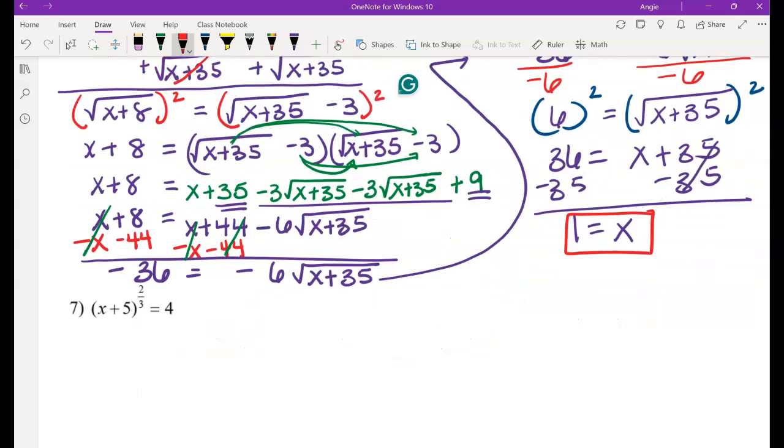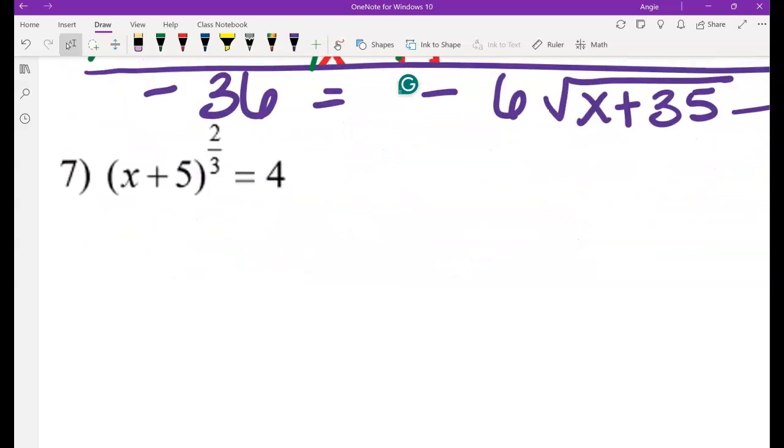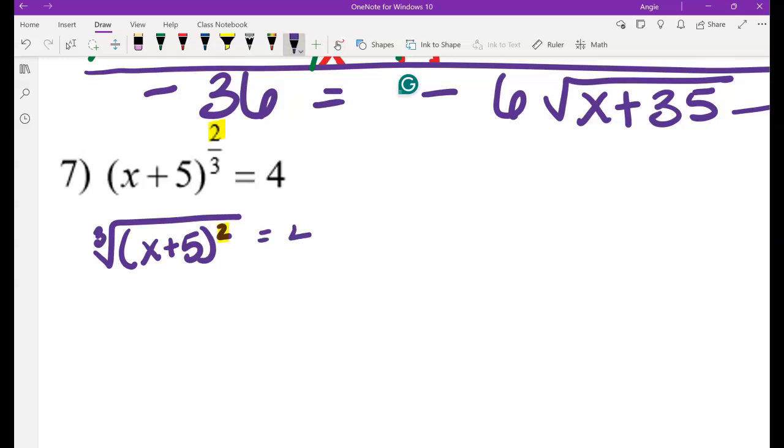Example 7 says x plus 5 in the quantity raised to the 2/3 equals 4. Now, guys, this is a rational exponent. All rational exponents can be rewritten as a radical. Your denominator is going to be the index, and then your exponent is going to be the numerator. So this is going to say the power of 2 since the numerator is 2, equals 4 on the right side.